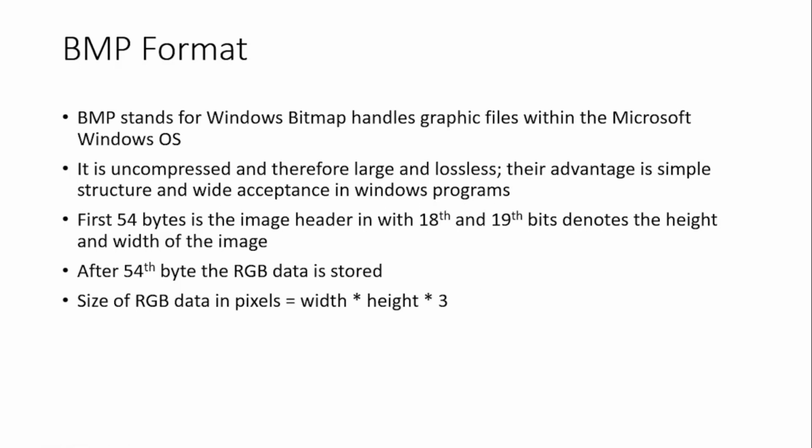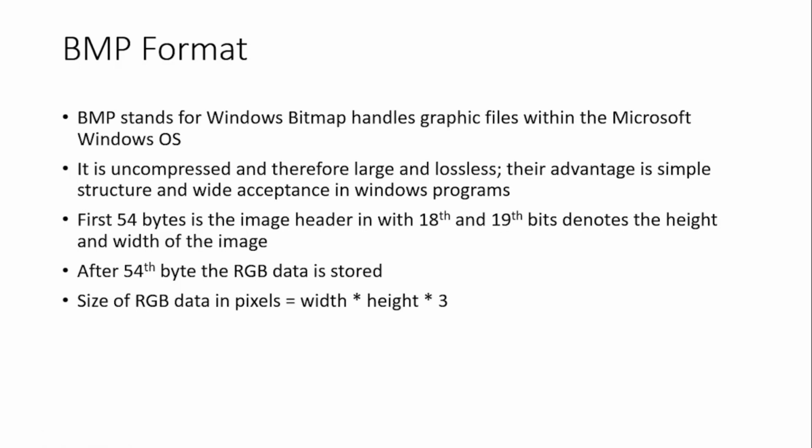So we are using the BMP format, and it has its own advantages. It is uncompressed and large, there is no loss, and it has a simple structure. That's the reason we are using the BMP format. The first 54 bytes of the BMP file are its header, and the 18th and 19th offsets denote the height and width of the image.